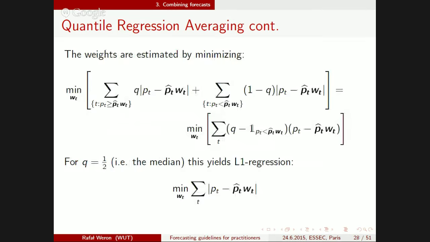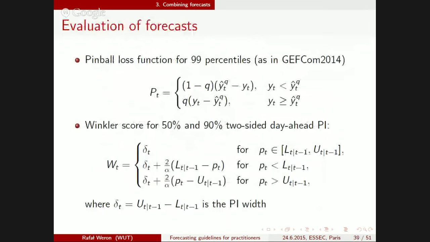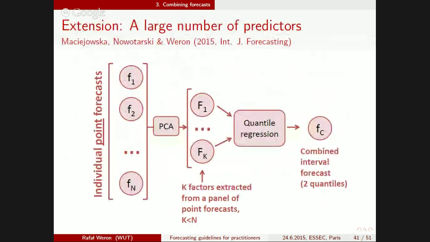The one with factor quantile regression is a bit different because you first extract the principal components out of this large data set. If you have like 6, 8, 10 predictors, it doesn't make sense to use it. But if you have above 20, 30, then it may make sense to extract first and then combine them again using the same technique, quantile regression. This is kind of standard.